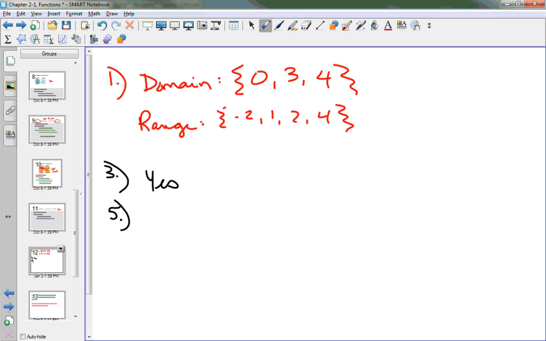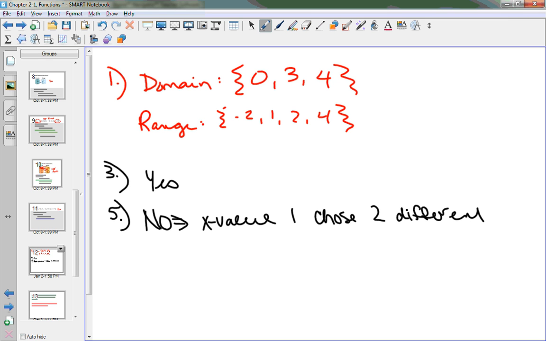Number 5 is directly below it. Now let's look at those x values. 1, 3, 5, 1, 6. Did I repeat any? Yes. So am I a function? No, I am not. Why? Tell me mathematically. The x value 1 chose 2 different what? Y values. That's why it's not a function, because the x value, 1, chose 2 different y values.